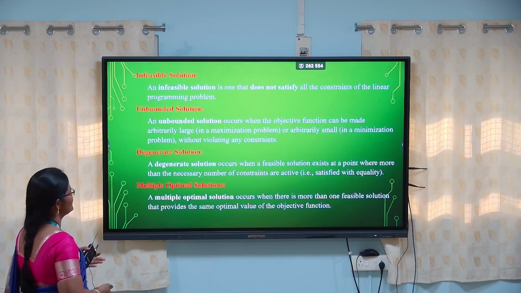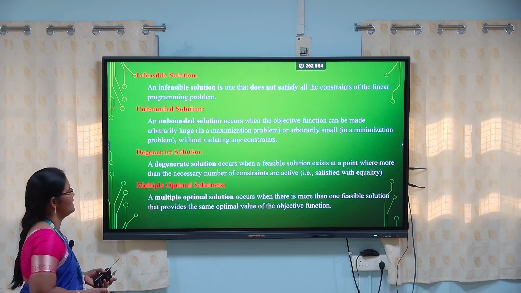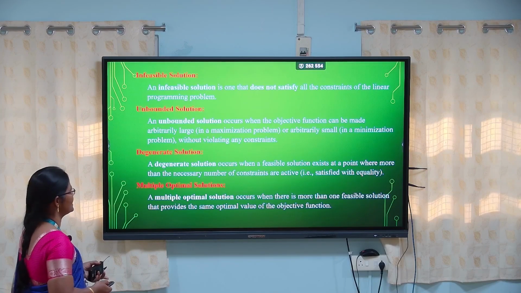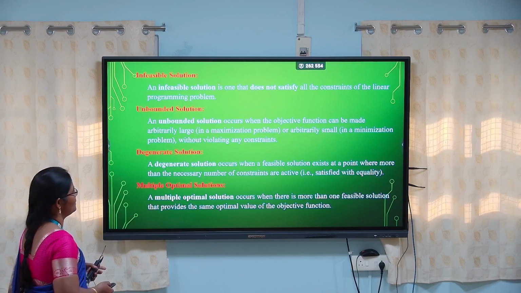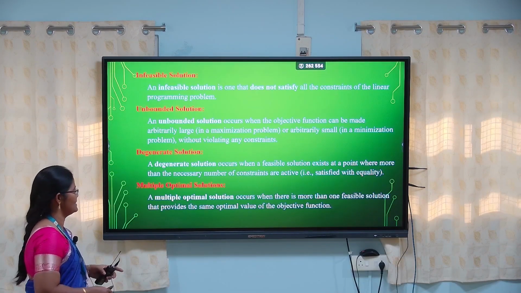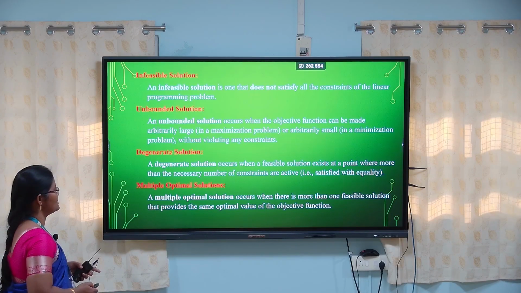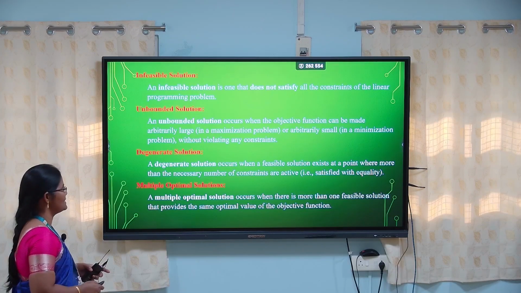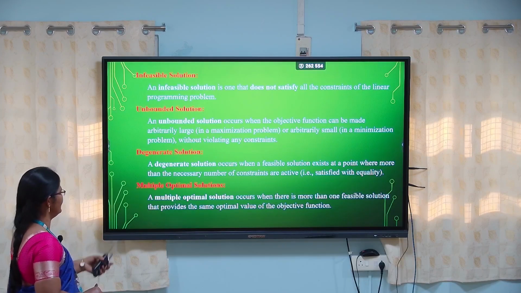And then the infeasible solution. An infeasible solution is one that does not satisfy all the constraints of the linear programming problem. And the unbounded solution. An unbounded solution occurs when the objective function can be made arbitrarily large in a maximization problem or arbitrarily small in a minimization problem without violating any constraints. And then the degenerate solution. A degenerate solution occurs when a feasible solution exists at a point where more than the necessary number of constraints are active, satisfied with equality. Then it is known as a degenerate solution.